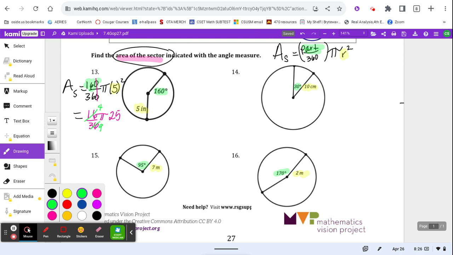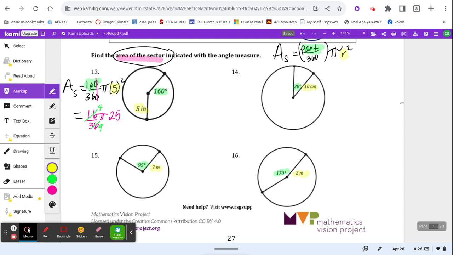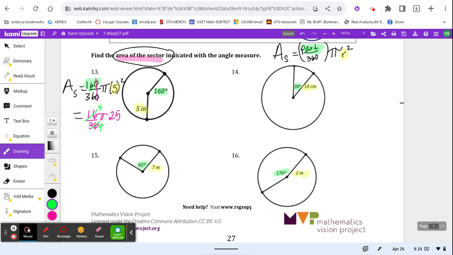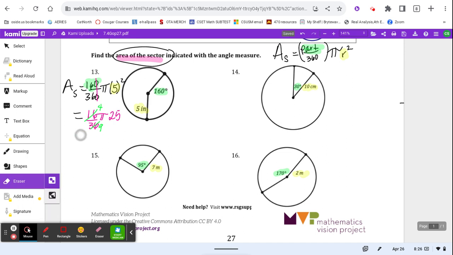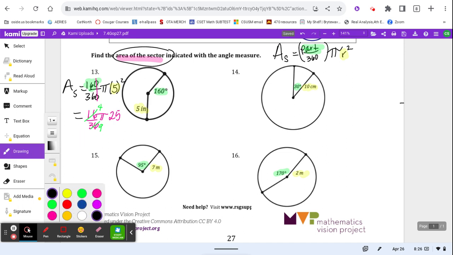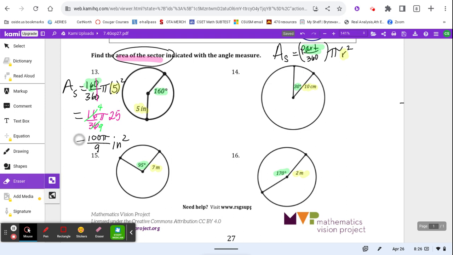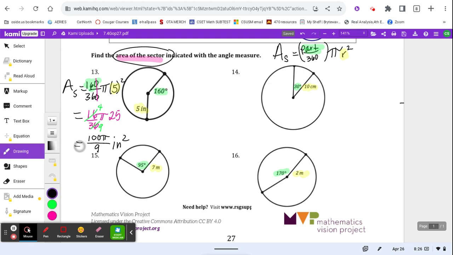So we can say 4 goes in 4 times, 4 goes in 9 times. So I'm going to have on the top 4 times 25. So on the top, it's going to leave me, let me get a different color, 100 pi. And then on the bottom, just a 9. This is known as my exact answer, 100 pi over 9 inches squared. What I just did was reduce the fraction into its simplest terms.